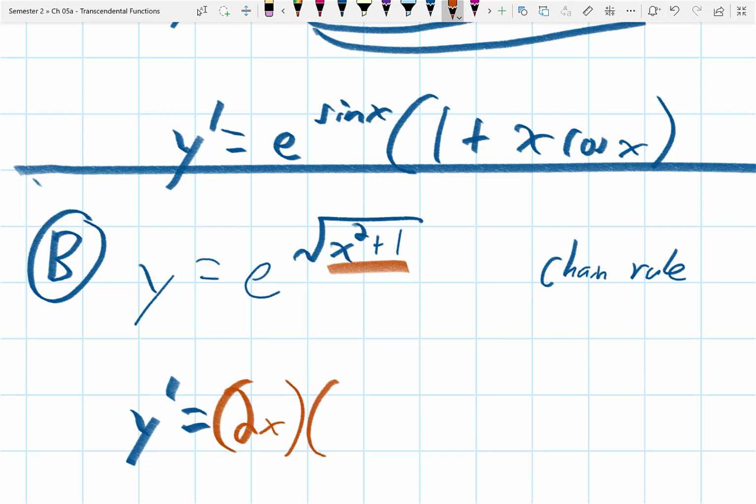The derivative of radical x squared plus 1 is 1/2 times x squared plus 1 raised to the negative 1/2. And then finally, the derivative of e to something is e to that same something.